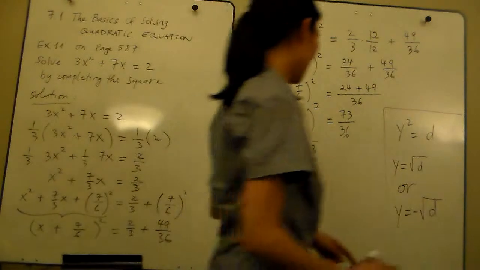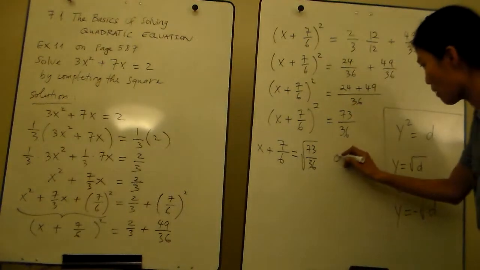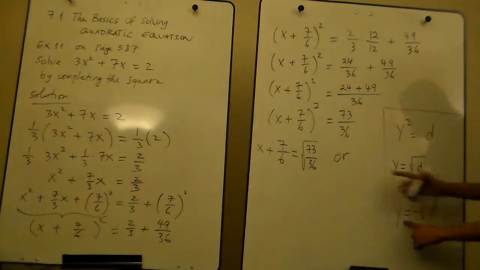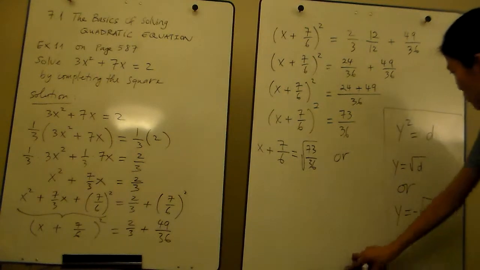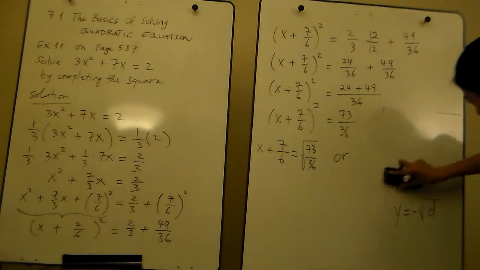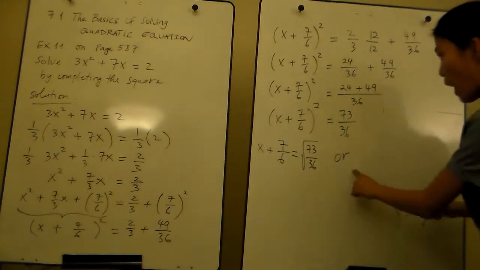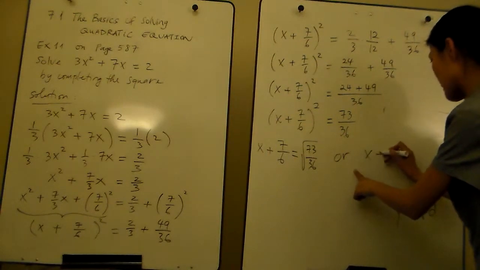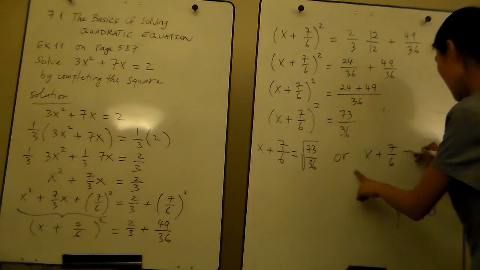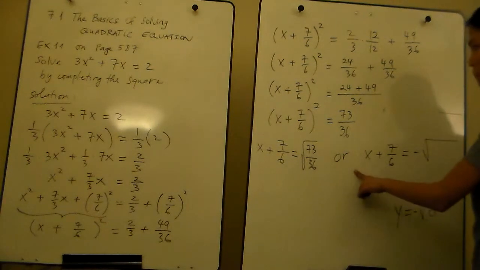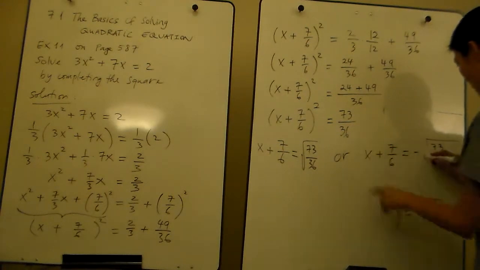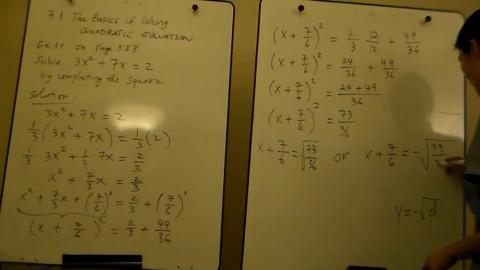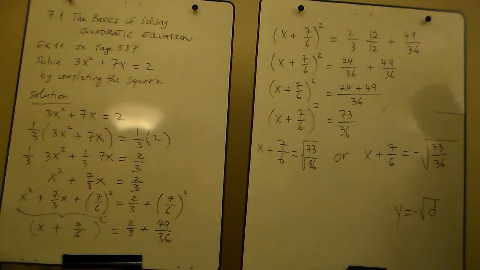Okay? And don't forget the or right here. So or y, which is x plus 7 over 6, equal to negative square root of d. So remember this, okay? I'm going to make space. So d is this, which is 73 divided by 36. Okay?